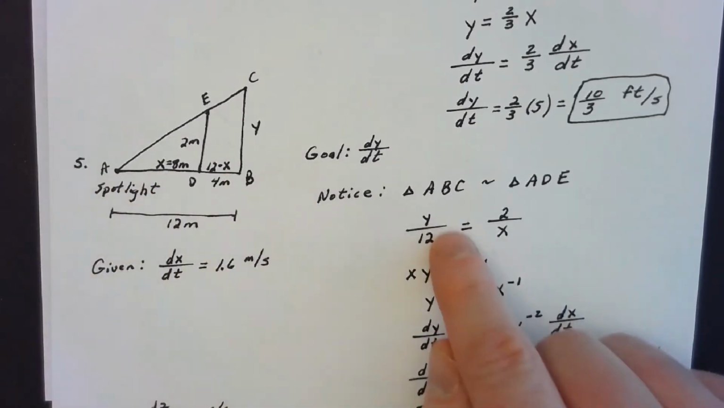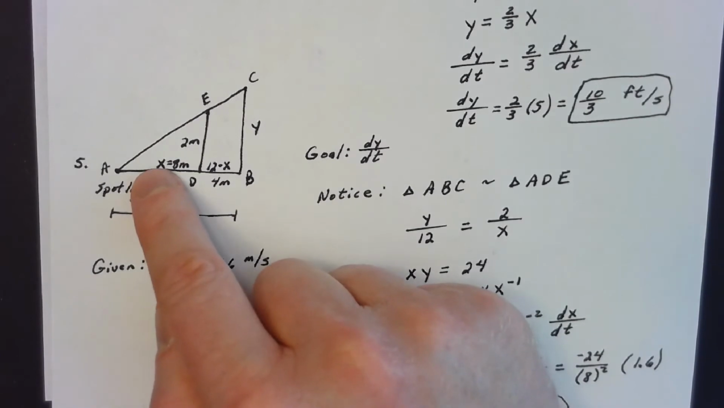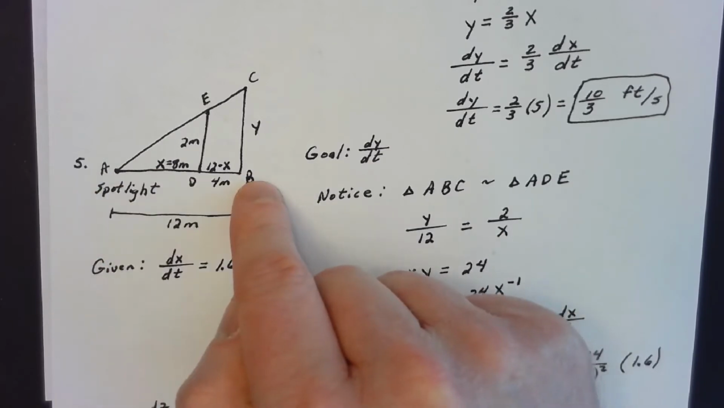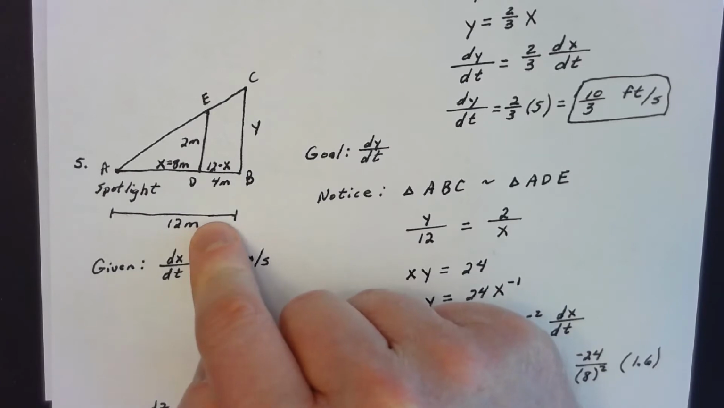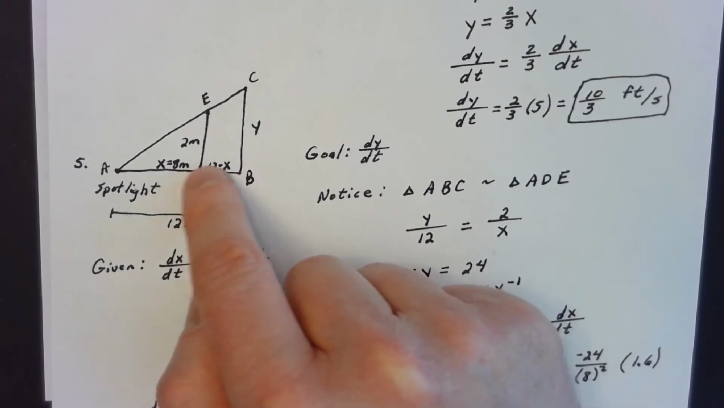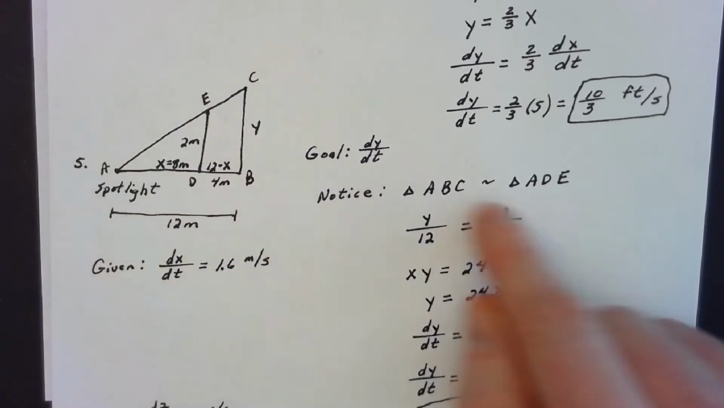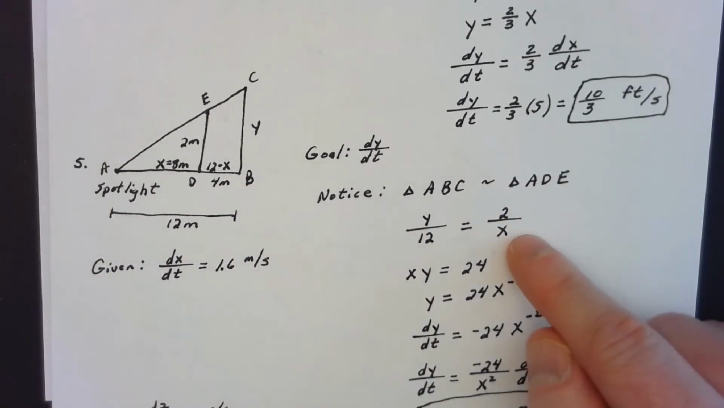The height over the base should equal the height over the base of the small triangle, and do not call that base 8, because I need an equation that I'm going to take the derivative of with variables. So anything that varies must have a variable. The overall base of the large triangle isn't varying. The distance the spotlight is from the wall is always 12. The only thing that's varying in the problem is his distance from the wall. So that's why I said y over 12, and then 2 over, not 8, but 2 over x here.